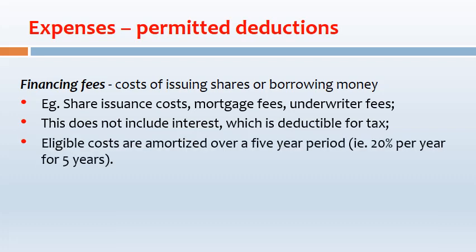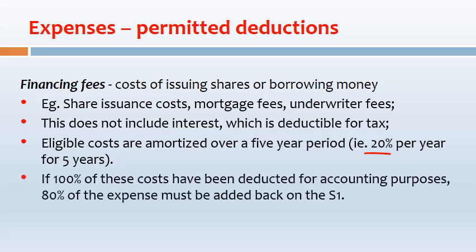The costs are actually amortized over a 5-year period, and that's straight line, so 20% of the costs per year over 5 years. How this works in our Schedule 1 is that if 100% of the costs have been deducted for accounting purposes, 80% of them must be added back on the Schedule 1. Why? Because you're only allowed to deduct 20%. Again, for accounting purposes, 100% has been deducted. You can only actually deduct 20%, so adding back 80% is going to fix that right up.